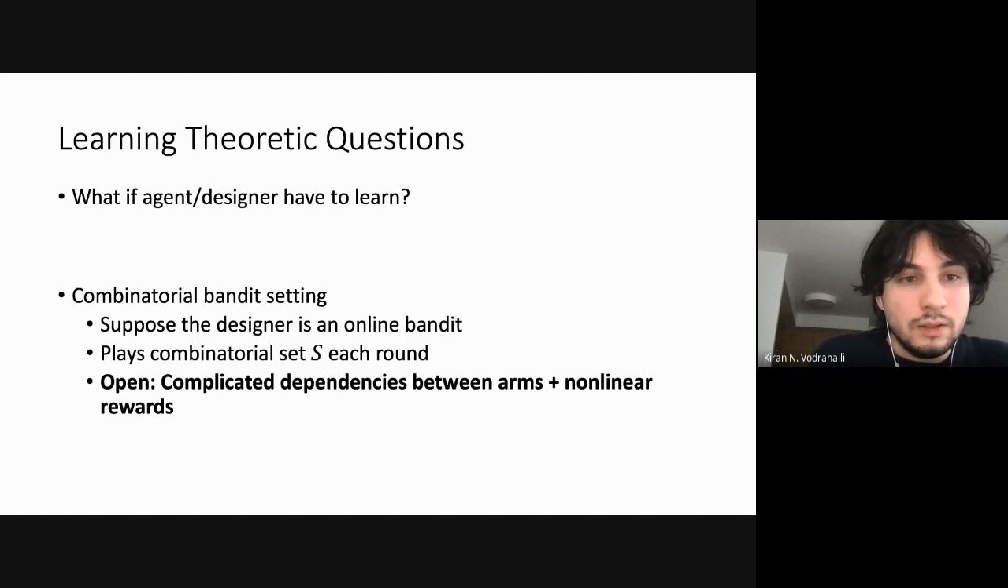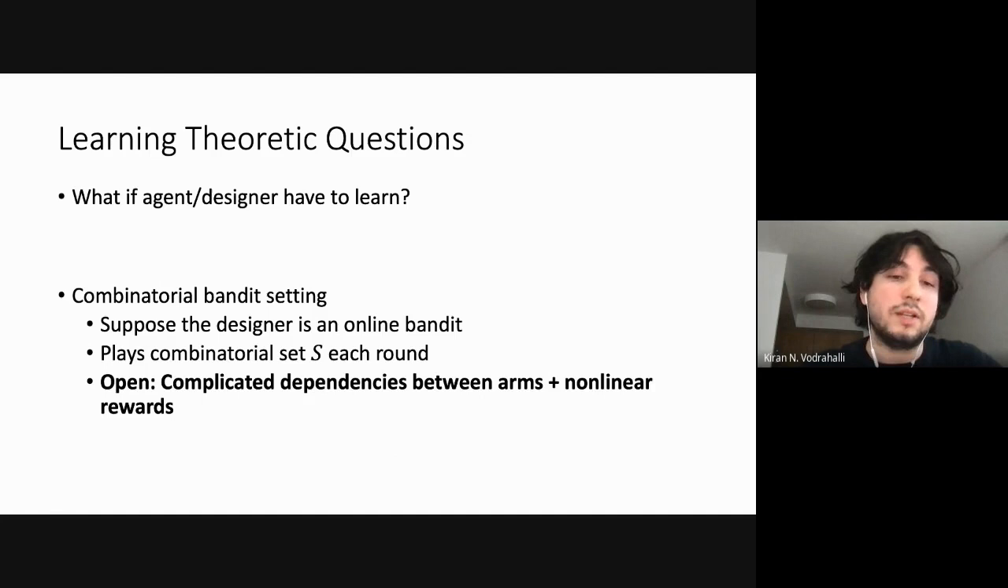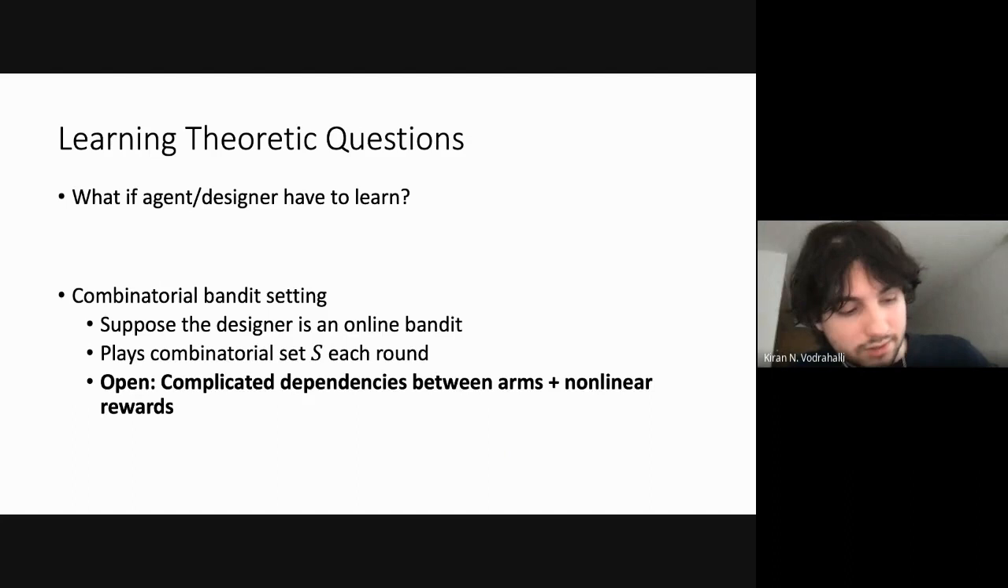Okay, another kind of question we could ask is, think of the designer as a bandit, in particular, a combinatorial bandit. So basically what they're doing in our current setup of the problem is they're playing some combinatorial set S every round, and then they get some reward based on the results of the MDP. Now this differs from existing works in the combinatorial bandit literature because there are complicated dependencies between the arms. They're not just independent rewards from each arm.